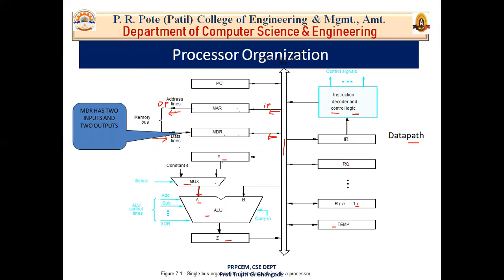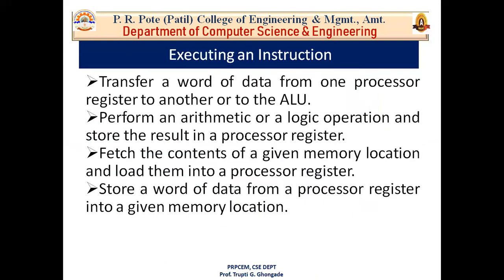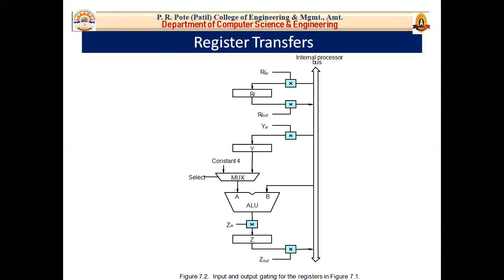So now consider in detail how each of these operations is implemented using a simple processor model. That is, this is our simple processor model, the processor internal organization. Now let's discuss how this execution is happening in detail. So first consider register transfer. Instruction execution involves a sequence of steps in which data is transferred from one register to another register.